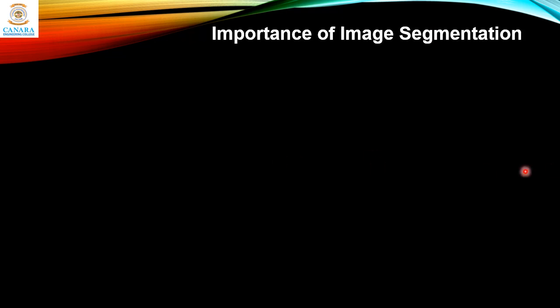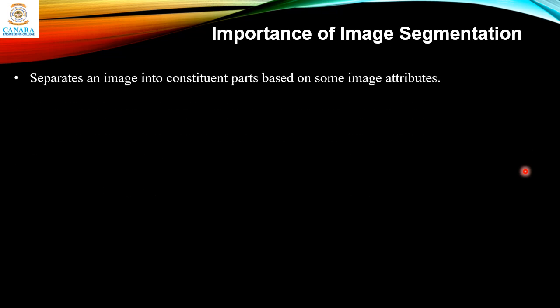Let us now understand the importance of image segmentation. Basically, this segmentation is used to separate an image into constituent parts based on some image attributes, like we are recognizing a particular shape or a color or any feature that we want to extract. So image segmentation is an important step in image analysis, as we discussed in the previous slide.